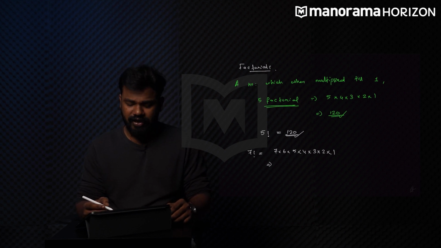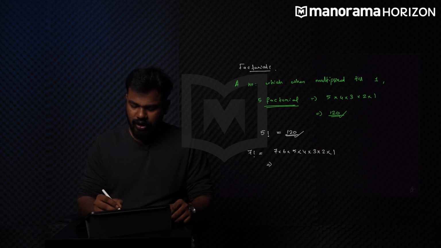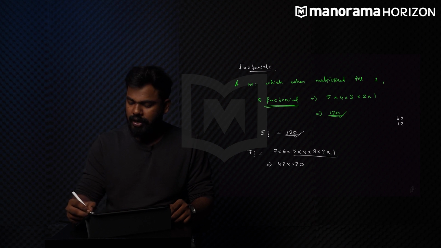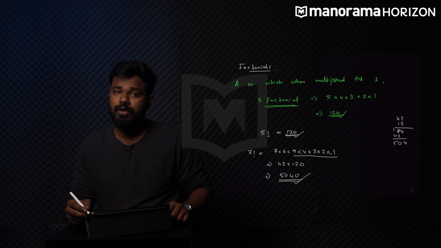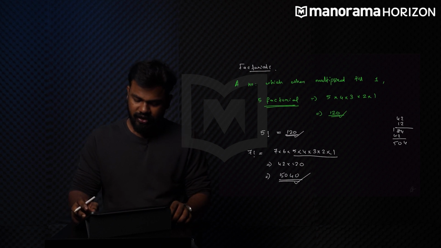Now, what is the 7 factorial? We know 5 factorial is 120. So this much is 120. And you have 42 into 120. And that gives us 42 into 12, which is 504, so 5040. So 7 factorial is nothing but 5040. So that's how you get 7 factorial.